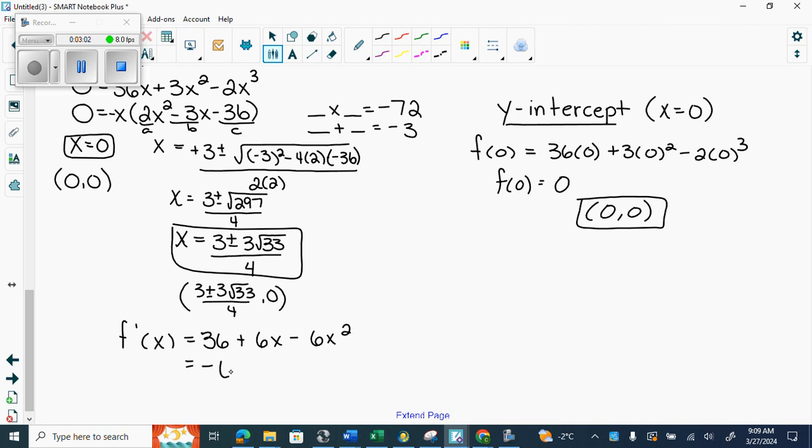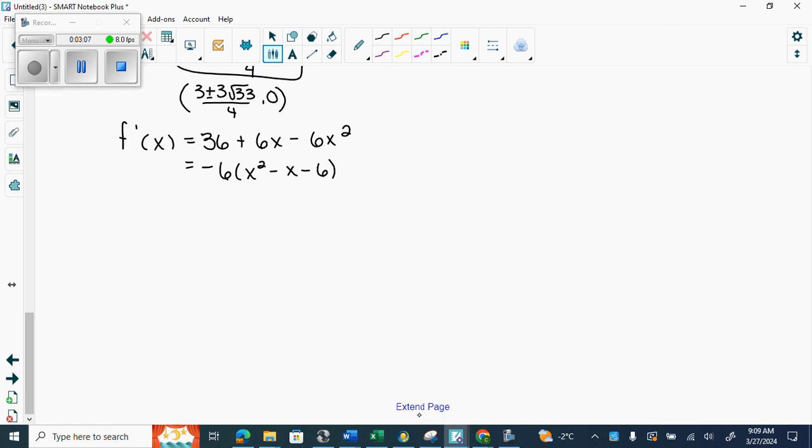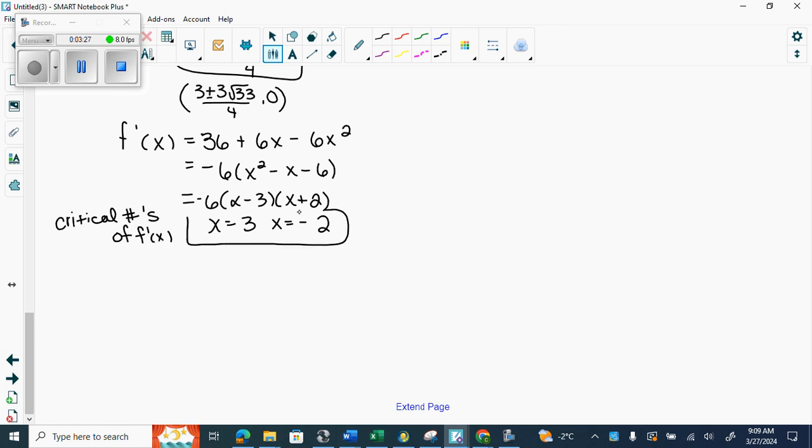Then I can take out a negative 6, and I'm left with x squared minus x minus 6. And then I get negative 6, x minus 3, x plus 2. And then I would say x equals 3 and x equals negative 2. And then I would say those are the critical numbers of my first derivative. Now the critical numbers of the first derivative give me what? Maxes and mins, and sometimes points of inflection if it goes from increasing to decreasing, right? So you have to watch yourself.